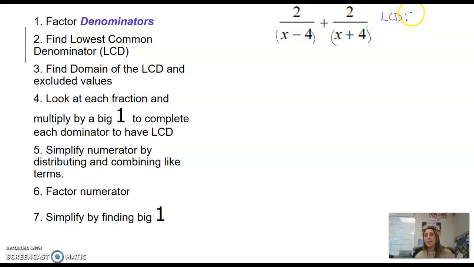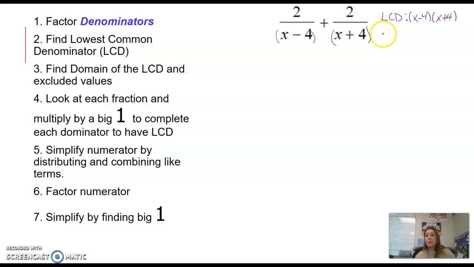So I'm going to write the first one I see, which is x minus 4. Then I'm going to do the same thing here. So I'm going to have an x minus 4. Well, this doesn't have an x minus 4. I'm going to add whatever's new, which is x plus 4.